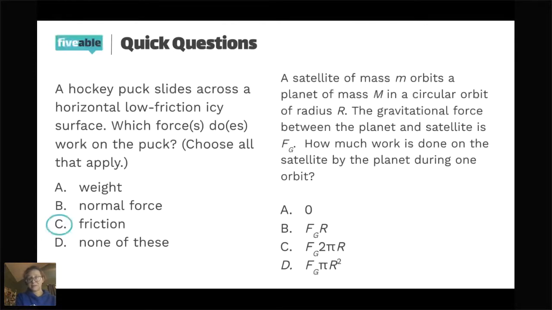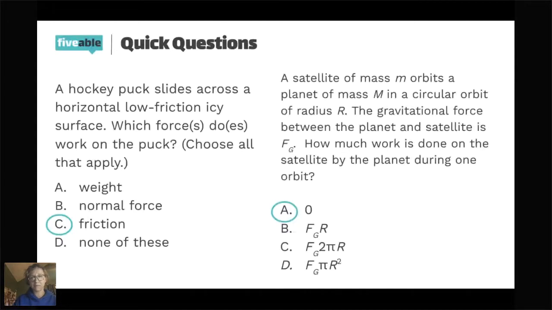So the tempting answer here is answer C, right? Because we know that in one orbit, it's going to go around the circumference of that circle. So it's going to travel 2 pi r, and it's going to be experiencing this gravitational force. So part of you might want to pick C, but the correct answer is actually A. And I guess we can think about this a couple ways. One of them is that there is no displacement. If it makes one complete orbit, then it came back to where it started.